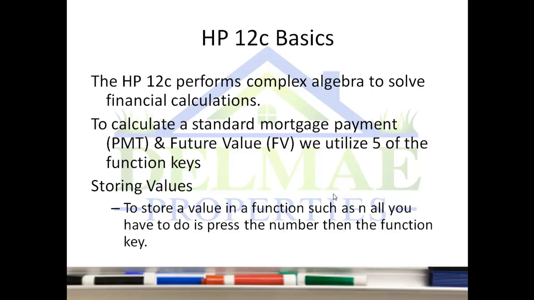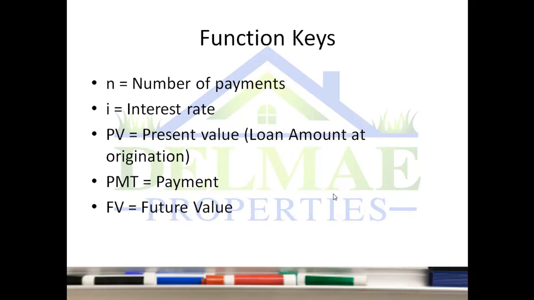To store a value in one of the function keys, you just enter the number and then hit the function key. As an example, if you wanted to store 10 in N, you press 10, then N. That's all you have to do to store it in that key for your use later. Okay, the function keys. N is the number of payments. I is the interest rate. PV is the present value, or the loan at the time of origination. PMT is the payment, and FV is the future value.